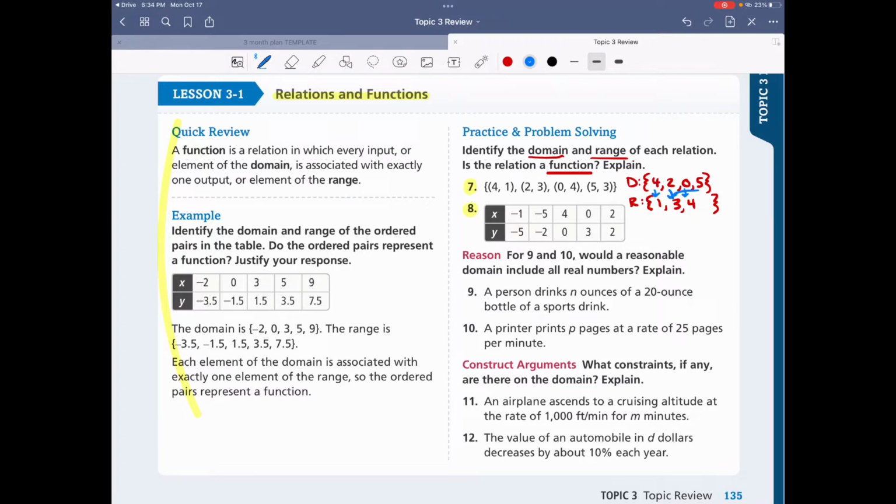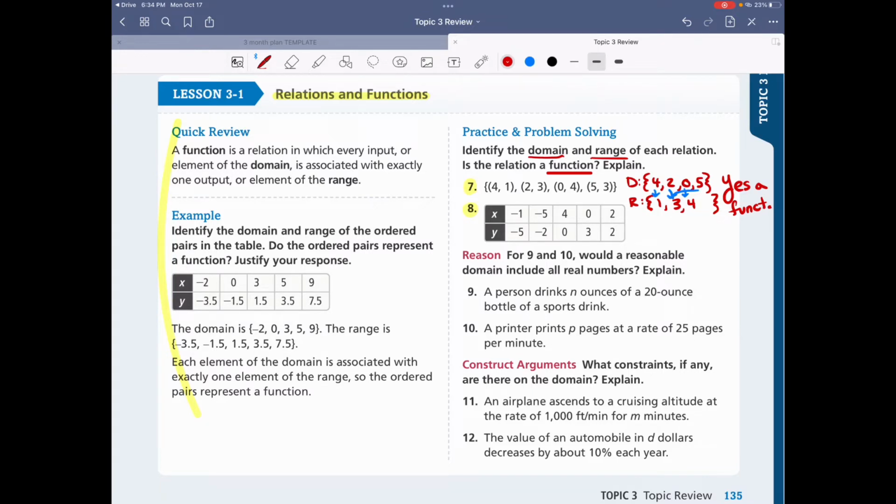Well, it is a function because the domain does not repeat. The range has a repeating value, but the domain does not. So yes, it is a function. A function. I'm just going to abbreviate it because I don't have a lot of space here.